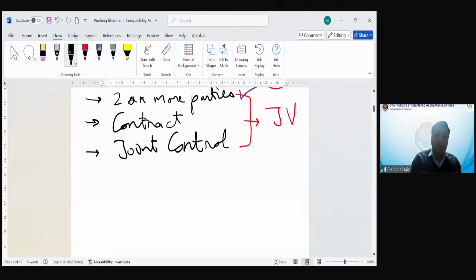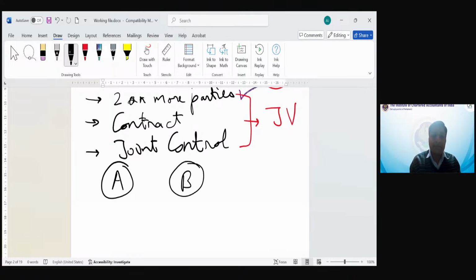Now there are two companies, A and B. Let's suppose these two companies have come together and they have created a new company, or you can say they have set up a new company. What is the name of this new company? Let's suppose AB Limited.